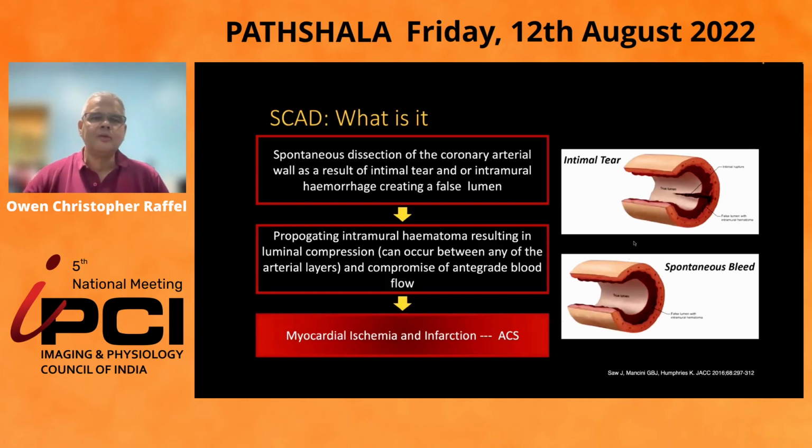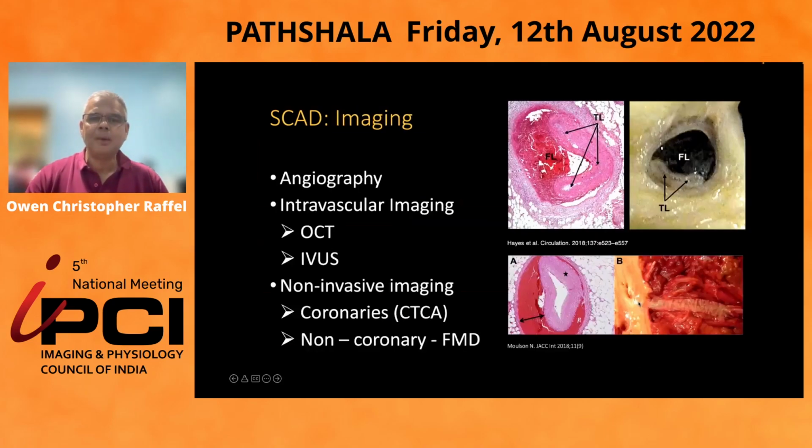Well, we all know it's a spontaneous dissection of the coronary arterial wall as a result either of an intimal tear or spontaneous intramural hemorrhage. And that causes a propagating intramural hematoma, which compresses the true lumen and causes myocardial ischemia and infarction. And that's how these patients present.